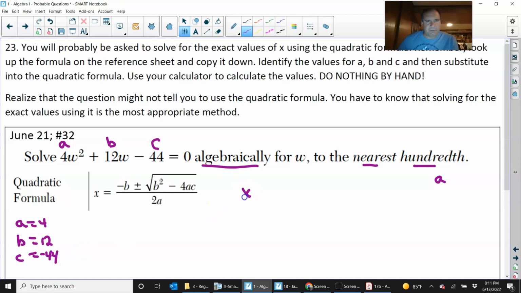I'm going to go all the way over here, and I'm going to put x equals negative b, which is negative 12. I'm going to erase this a. It's bothering me. All right, plus or minus. How do I have?